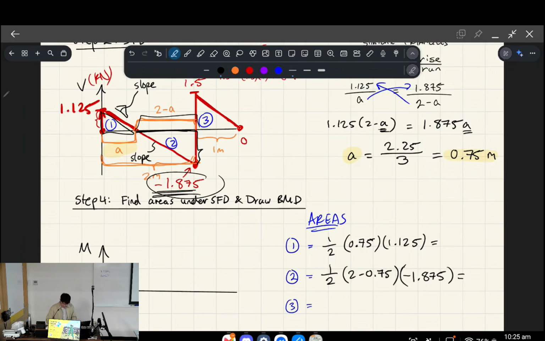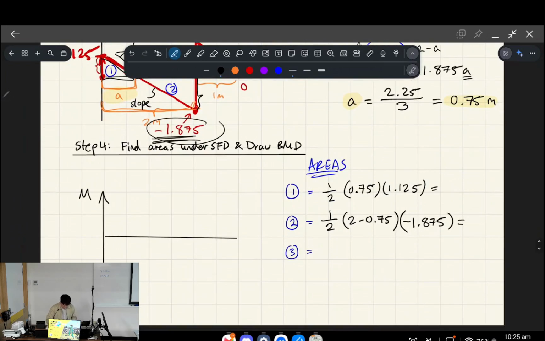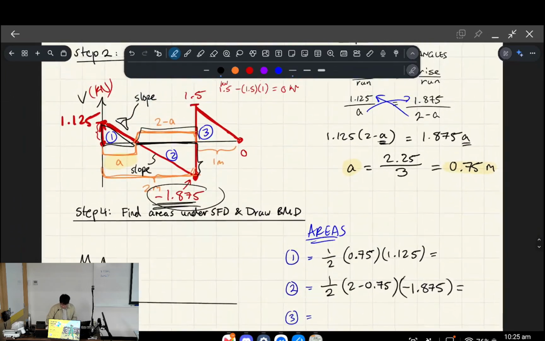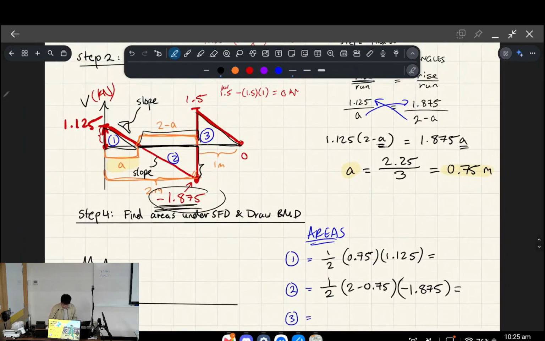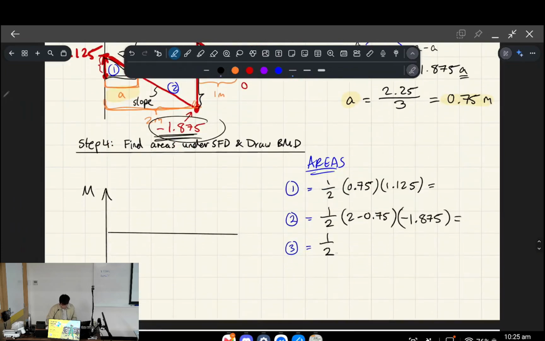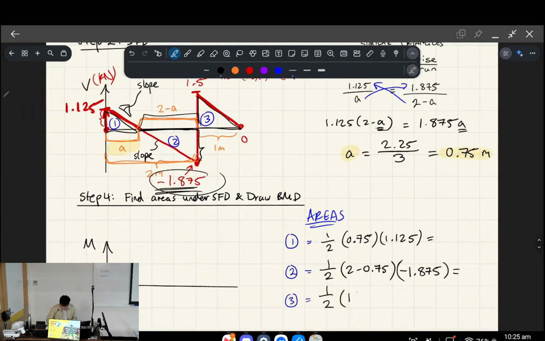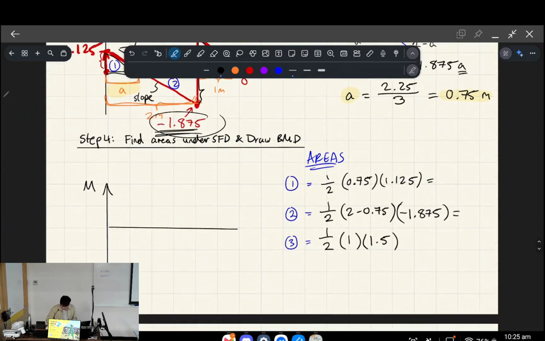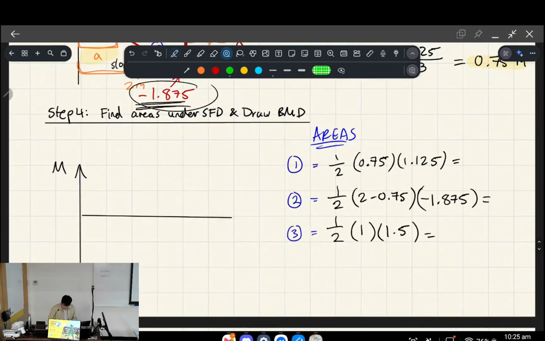So that's, anyway, wait, I'll type in all the numbers at the end. For the third triangle, we're doing this, right? So half, the base is 1 meter, the height is 1.5 kilonewtons. Okay, now we'll compute all of these.